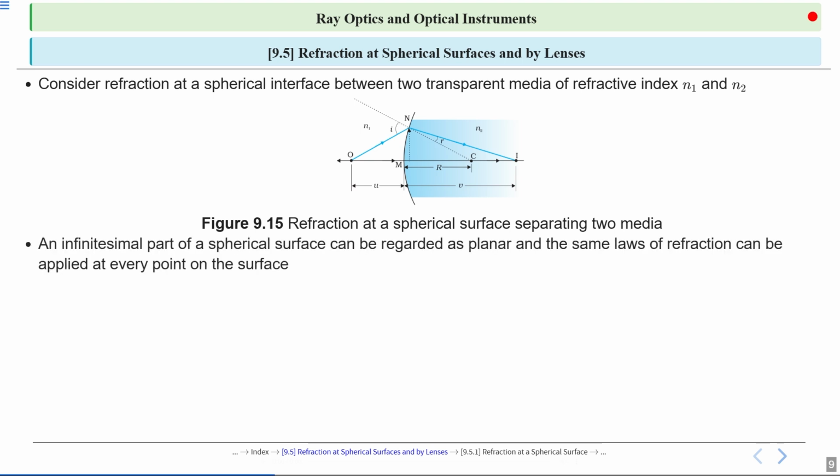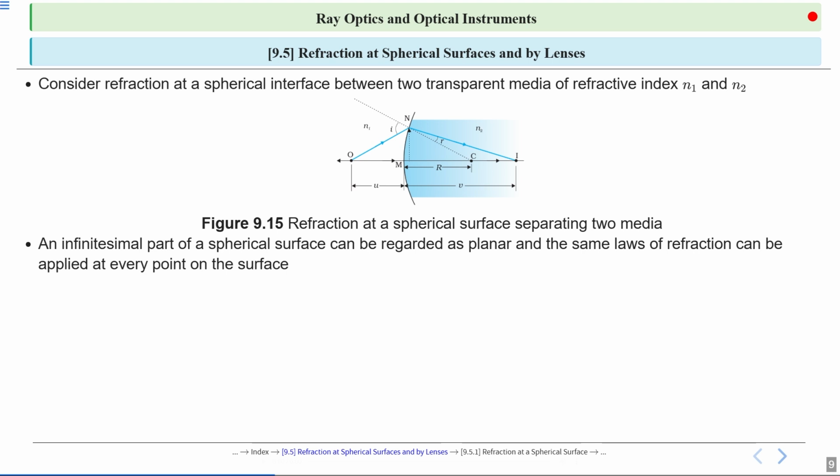An infinitesimal part of a spherical surface can be regarded as planar. So if a large spherical surface is given, a very small part of that large spherical surface can be considered a planar surface. If a very large spherical surface is there, like our Earth, which is nearly spherical, its surface is spherical, but a very small part on which we can see looks like a plane surface.